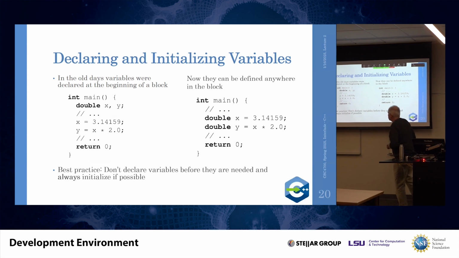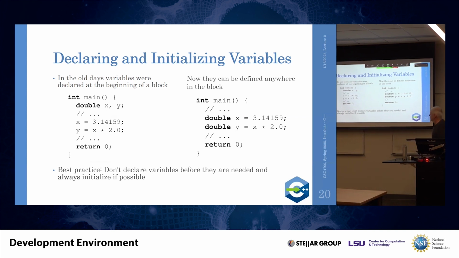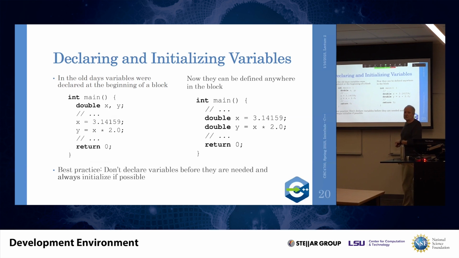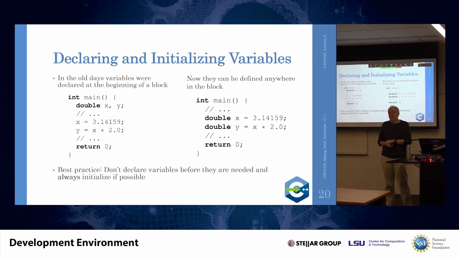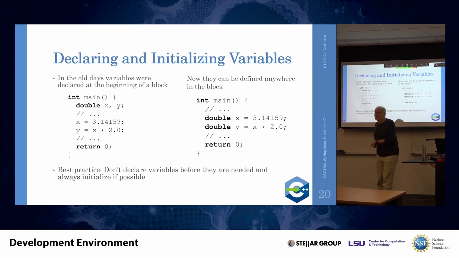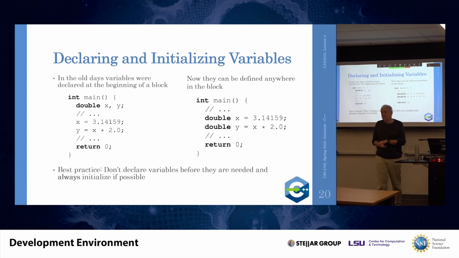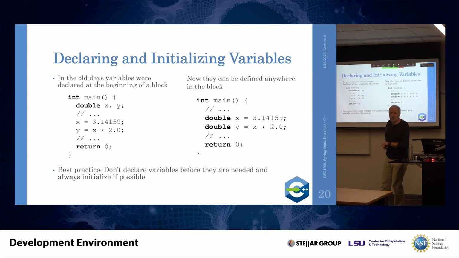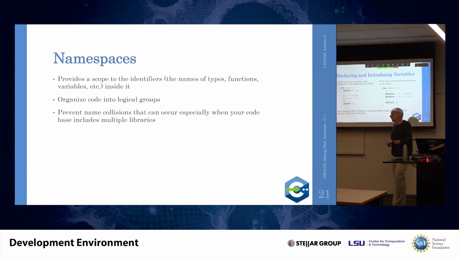So best practice, don't declare variables before they are needed, and always initialize them if possible. And we will talk about how to initialize user-defined types. And you will see that C++ has a very nice mechanism that allows us to guarantee that our variables are being initialized.